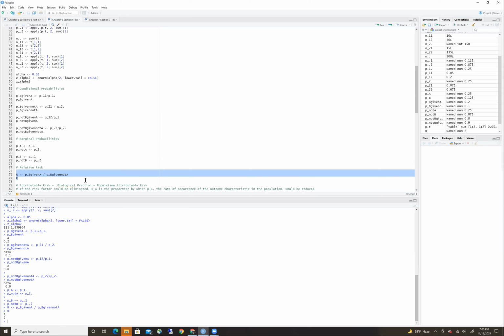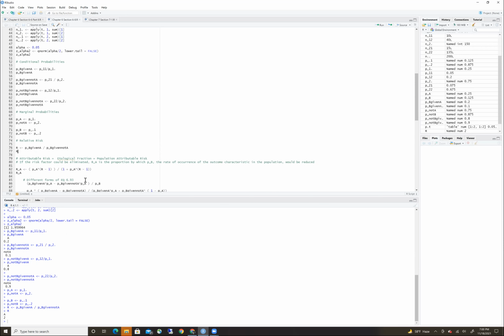Now, we can use the relative risk to calculate the attributable risk, also known as the etiological fraction or the population attributable risk. If this risk factor could be eliminated, the attributable risk can be defined as the proportion by which the prevalence, the rate of occurrence of the outcome characteristic in the population, would be reduced. And make sure that you really read through the text in this chapter because it gives some great information about just about all the context around attributable risk and relative risk.